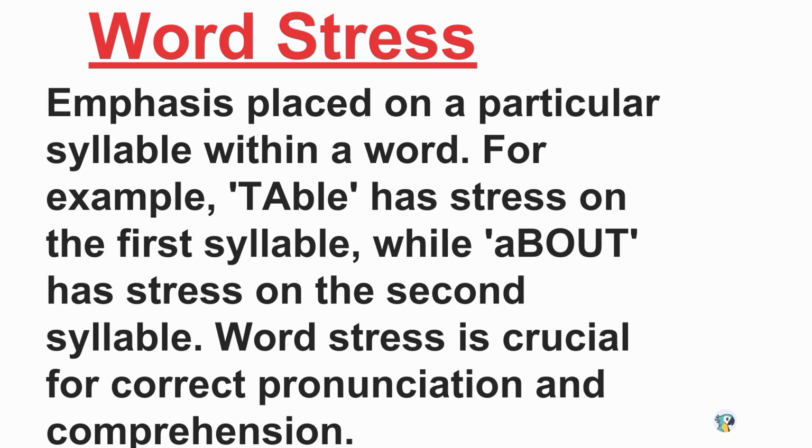Remember that when you want to stress a syllable, you write it in capital letters. And when you check the dictionary, you will see a diacritical mark on that stressed syllable. Wherever you see the diacritical mark, the dictionary is telling you that that syllable is stressed. Okay, so in the word about, the syllable bout is stressed, which is the second syllable. Word stress is very crucial for correct pronunciation and comprehension of words.